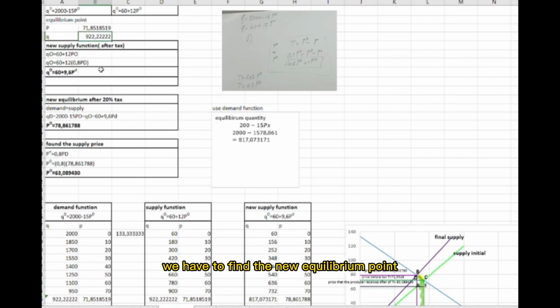After the new supply function, we have to find the new equilibrium point. In this case, demand equals supply, and the result is PD equal to 78.861788. And from this, with the new demand price, we will find the supply price, and in this case price supply equals 63.089430.